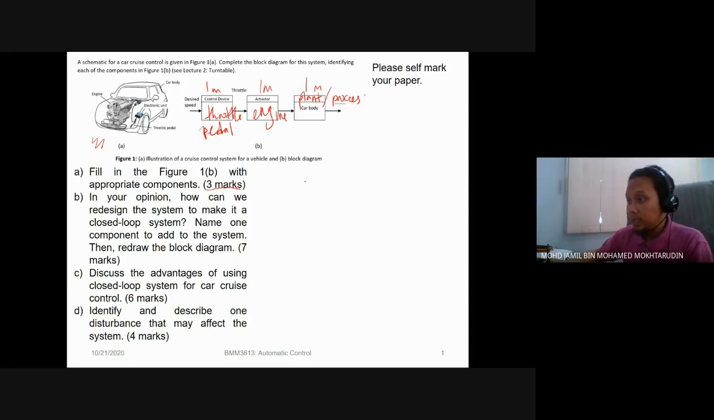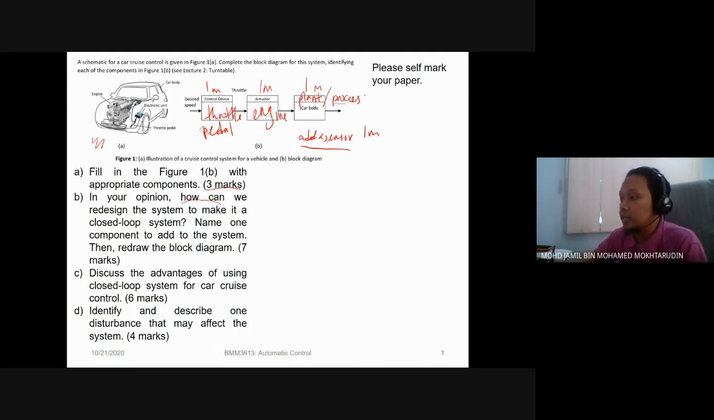All right, so for question B, in your opinion, how can we redesign the system to make it a closed loop system? And then name one component to add to the system. Then redraw the block diagram. So this is 7 marks. First we answer the first part of the question. How can we redesign the system? The answer is basically add a sensor. So if you have the words add a sensor, then you get 1 mark.